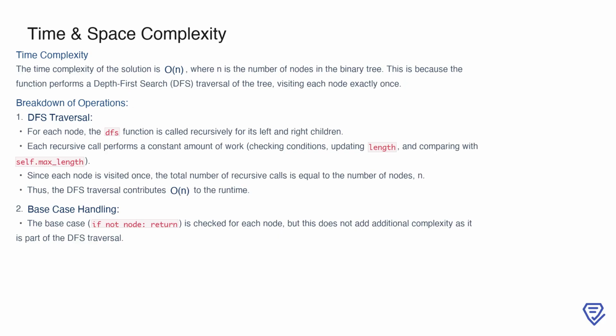with the global maximum. Since no node is revisited, the total number of calls is proportional to the number of nodes, resulting in O(n). Even the base case checks, which determine whether a node is null, are part of the traversal and do not add additional computational overhead. This efficient traversal ensures the algorithm's linear runtime.